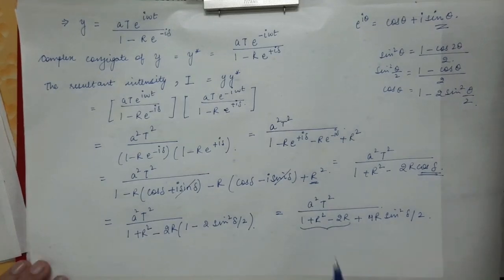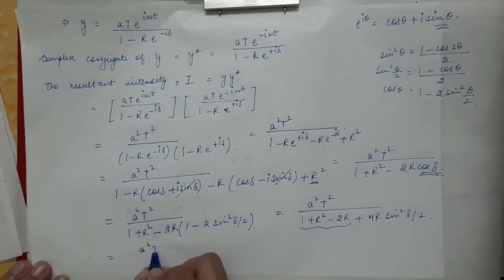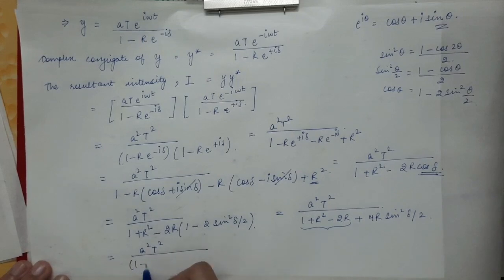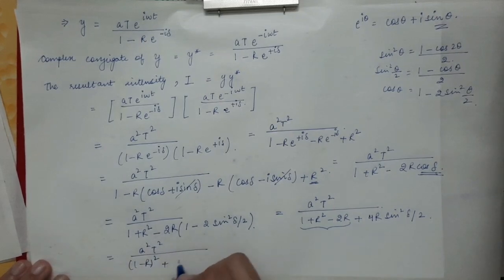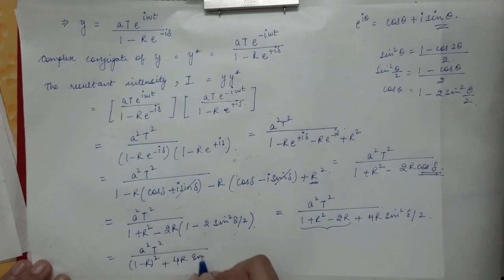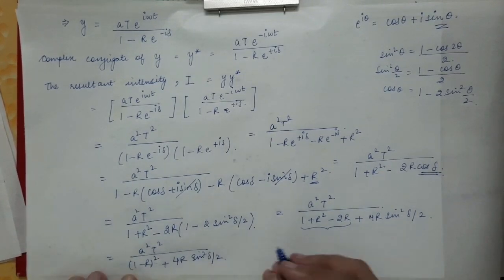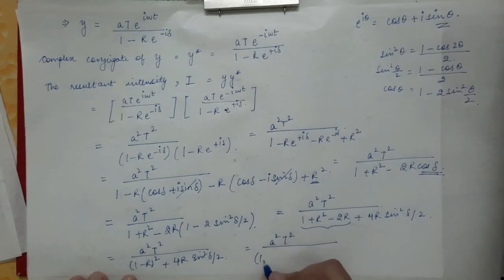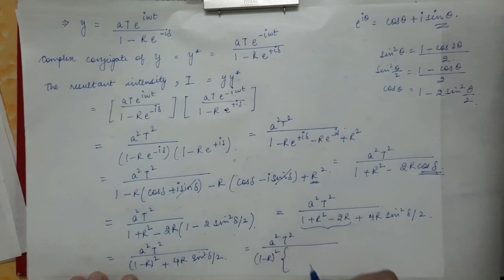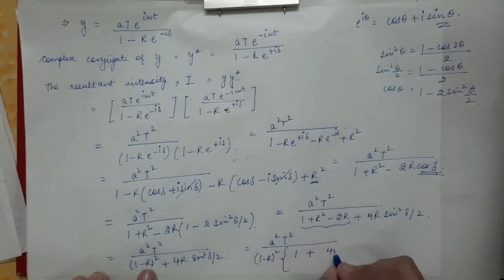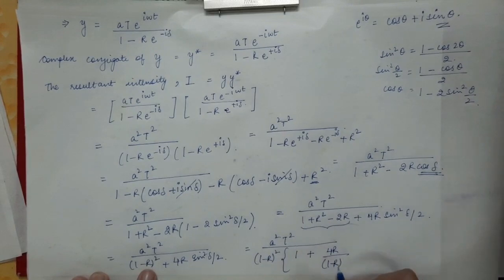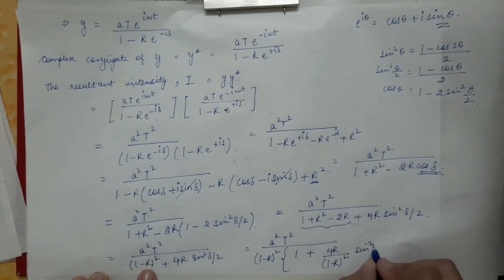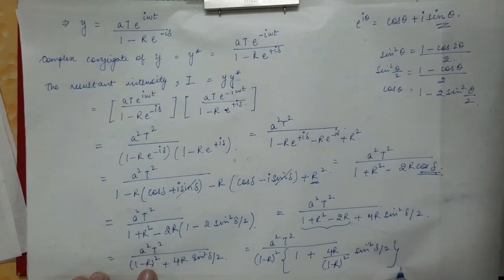This term 1 plus r squared minus 2r is equal to 1 minus r whole squared. So the denominator is 1 minus r whole squared plus 4r sin squared δ by 2. Now you take 1 minus r whole squared common in the denominator. So you will get 1 minus r whole squared times 1 plus 4r divided by 1 minus r whole squared, sin squared δ by 2.